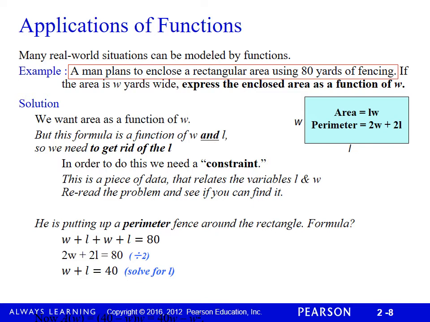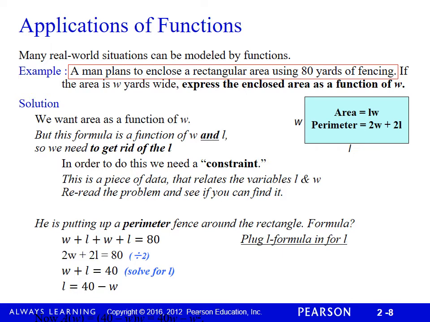Now, it's very important that we solve these equations for the variable we want to get rid of. In this case, we want to get rid of the L because we were told to write the function as a function of W, okay? To write the formula in terms of W, okay? So now all we do is we go back and solve that first. Subtracting W from both sides, we get the length equals 40 minus W.